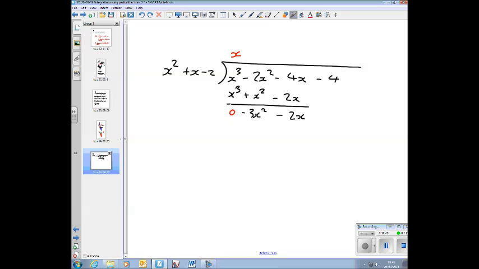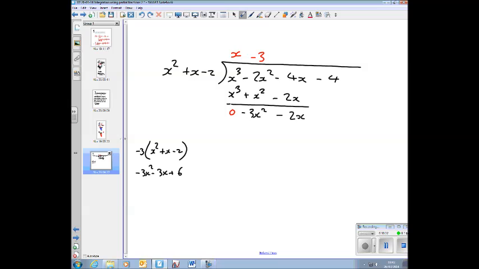Now I ask myself the question again, what do I times x squared by to get minus 3x squared? Answer. Minus 3. What is minus 3 times x squared plus x minus 2? Minus 3 times x squared is minus 3x squared. Minus 3 times x is minus 3x. Minus 3 times minus 2 is plus 6. Be really careful with negatives, double negatives when doing these things. So, what do I times x squared by to get minus 3x squared? Minus 3. That's what goes at the top.